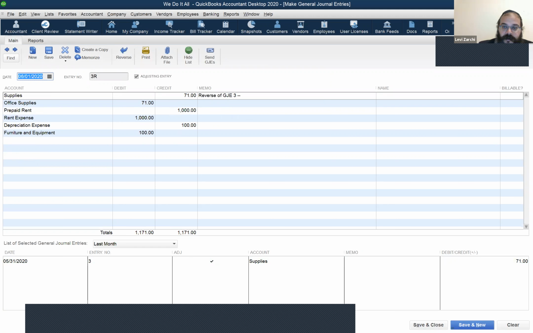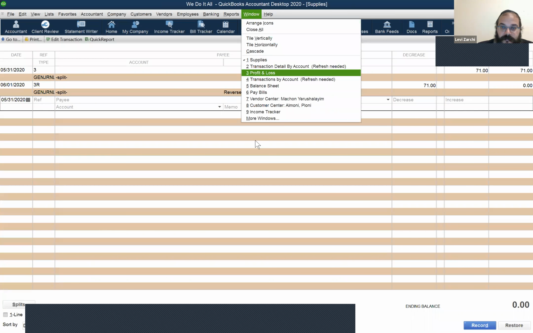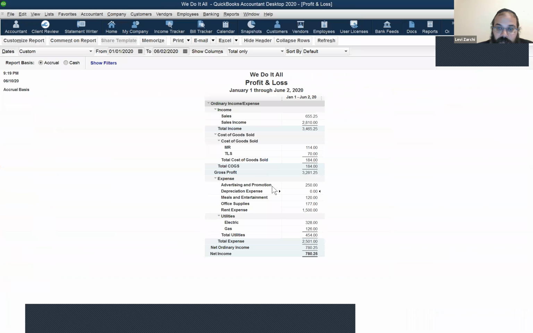Now I'll show you what happens in the report. I go back to the report and profits and loss. And you'll see depreciation expense is 0 in 6-2. See, minus, 6-1 is 0. Minus again, you have 100. Minus again, the date is 0. So that's what it does. It puts in the depreciation expense for the day.